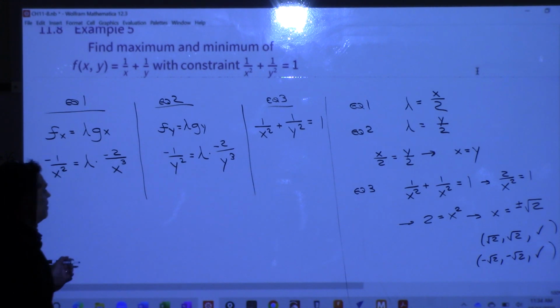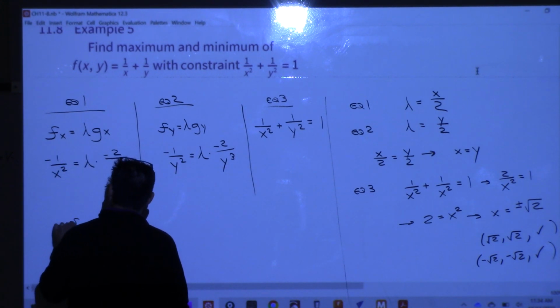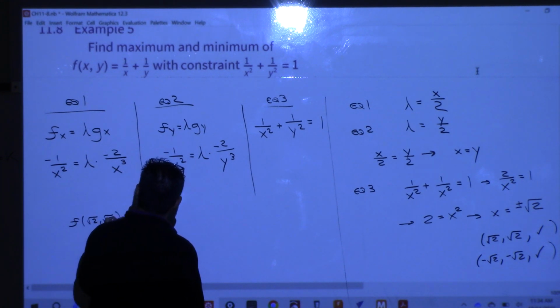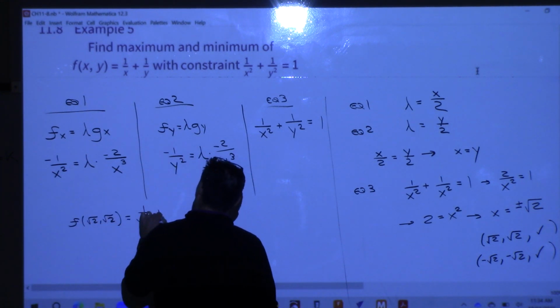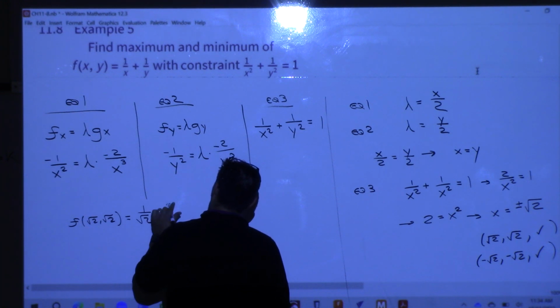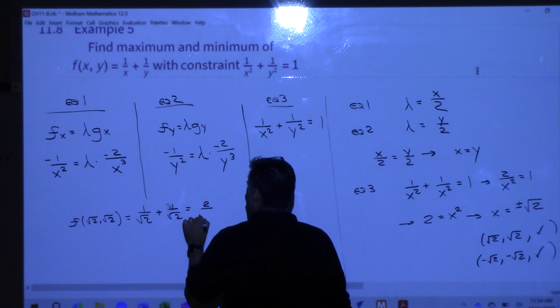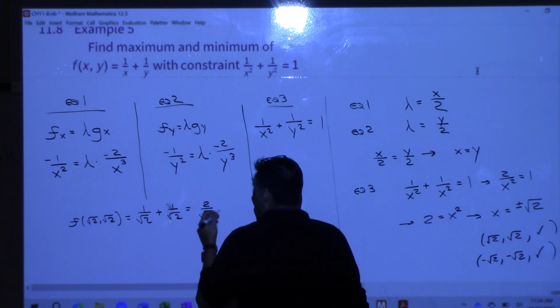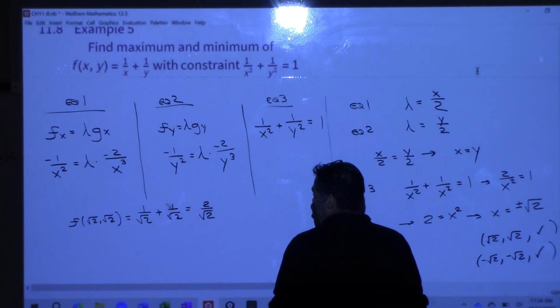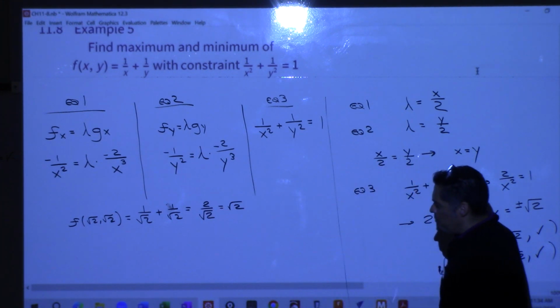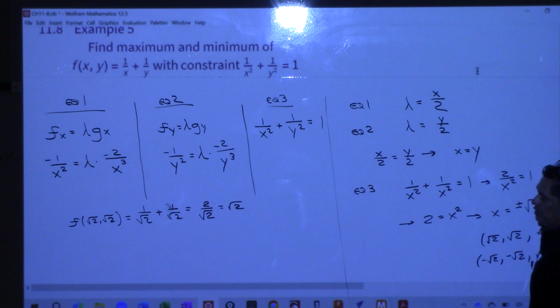So we need to plug in. f of root 2 is 1 over root 2 plus 1 over root 2, which is 2 over root 2. And we can leave it like that. Simplify is actually pretty nice. It's just root 2. If you multiply top and bottom by root 2, you get 2 root 2 over 2, and the 2's cancel.